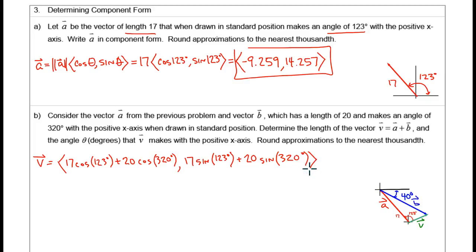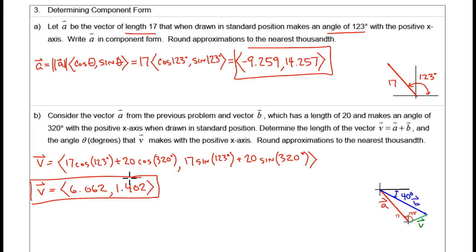When you add these two values together, you are going to get the component form of vector V rounded to the nearest thousandth as 6.062, 1.402. Now let's ask ourselves, does that answer pass the sniff test?